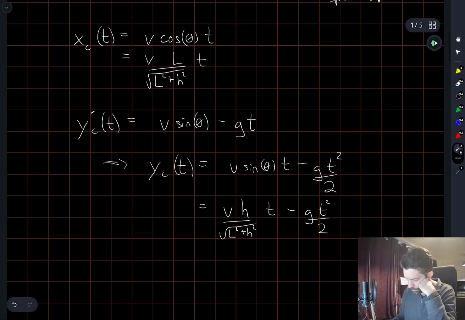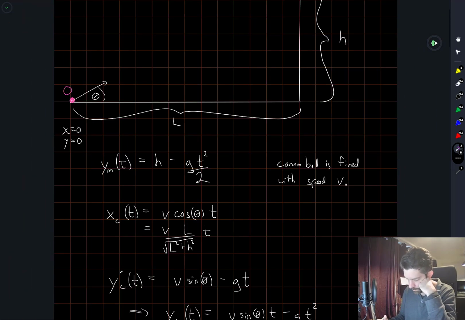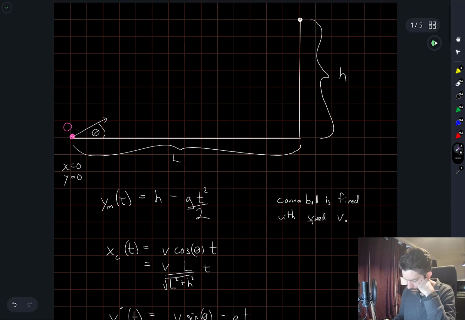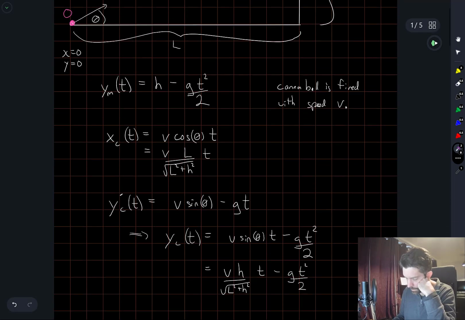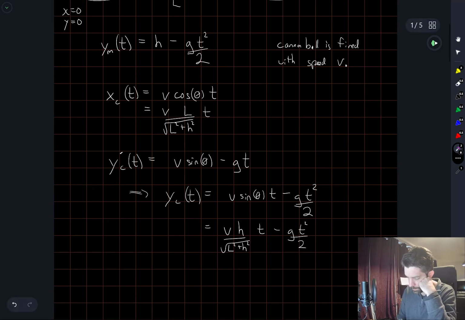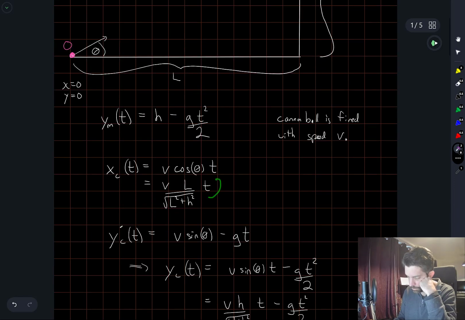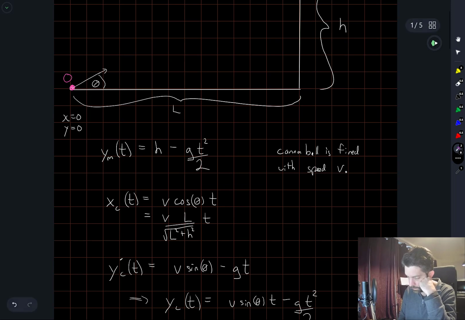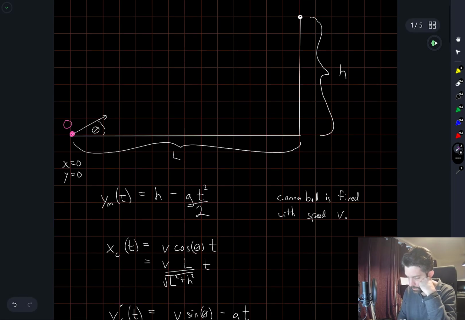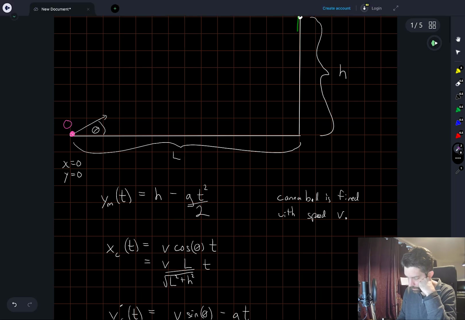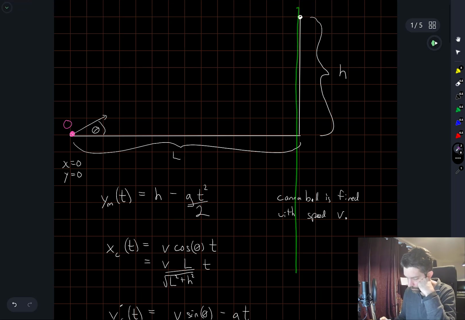Okay, so what do I have here? I have the position of the monkey as a function of time, and the position of the cannonball, both its horizontal and vertical coordinates, as a function of time. So the first thing I want to do is find at what time the horizontal position of the cannonball is equal to capital L, because that's when the cannonball is passing through this vertical axis.